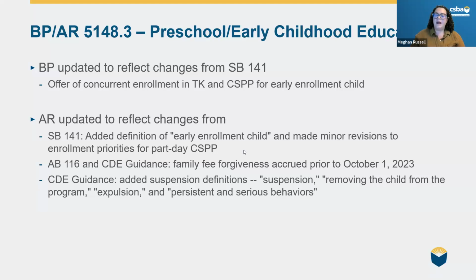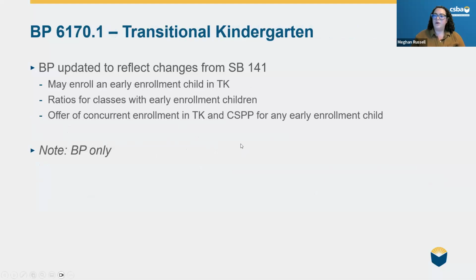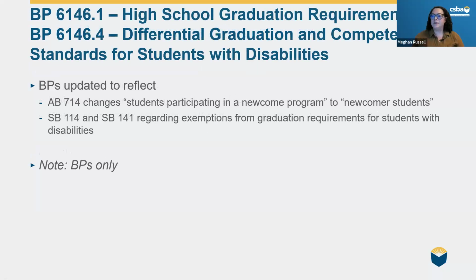Then next we have BP 6170.1, which deals with transitional kindergarten. This is a board policy only, no AR. Those changes again come from Senate Bill 141, talking about an early enrollment child, ratios, and again, the concurrent enrollment of an early enrollment TK student in the preschool program. A lot of the similar changes related to the preschool program are also reflected in the transitional kindergarten policy. And then next we have high school graduation requirements and differential graduation and competency standards for students with disabilities.